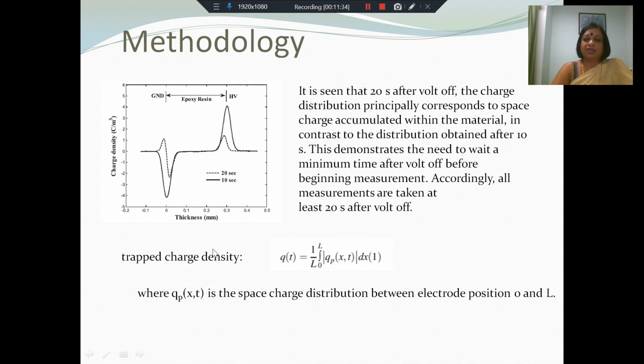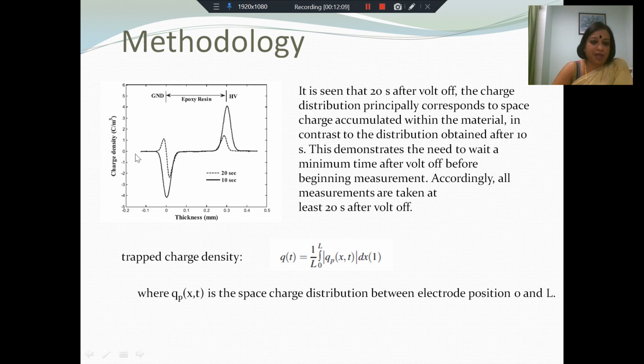What we do is very similar to the polarization and depolarization mechanism. We apply a voltage across the material so that space charge trapping can occur. After that, we short circuit, we de-energize, we switch off the power supply. It is seen that 20 seconds after voltage off, the charge distribution principally corresponds to space charge accumulated in the material. Here we are talking about a particular system, an epoxy resin sample, and we have to wait for 20 seconds before we can make any measurements.